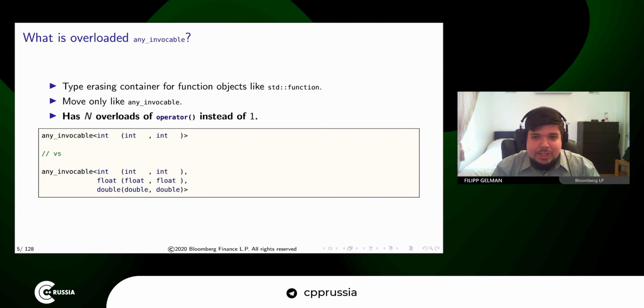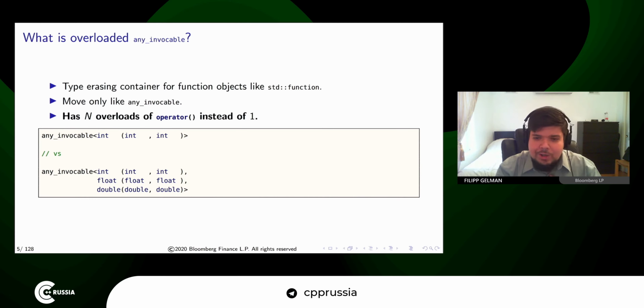So an overloaded any invocable, it's a class like std function. That's a type-erased polymorphic container of callable objects. It's move only like any invocable, but unlike any invocable, it can have more than one overload of a call operator. And you can specify that by putting more than one function type in the template argument list, like I have 3 here.